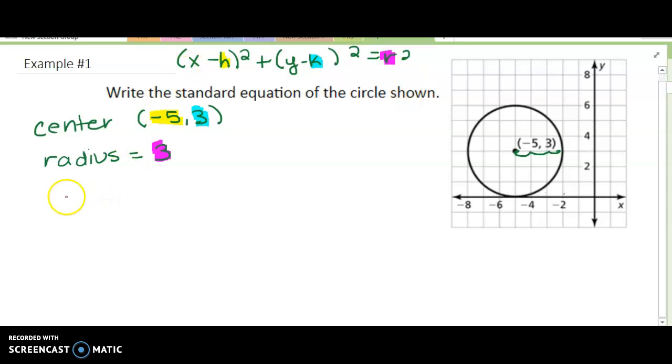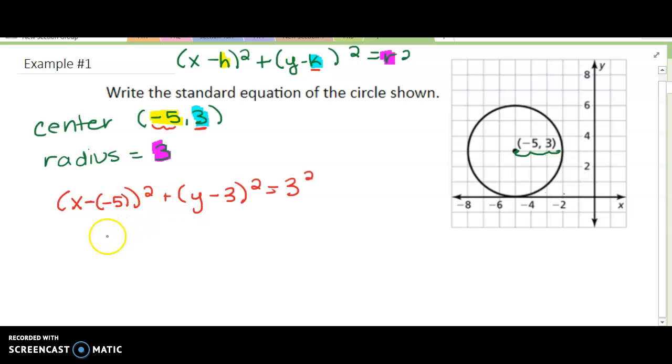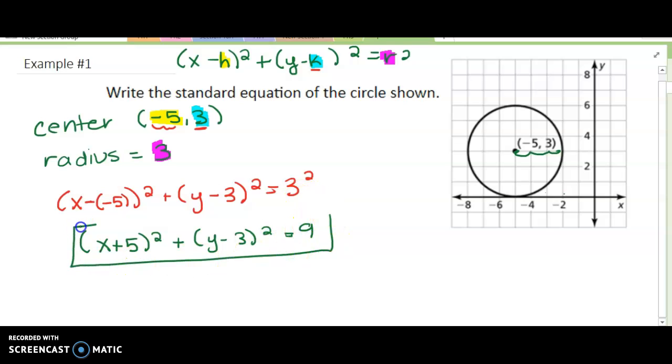Okay, so I'm going to plug things in just like that. So parentheses, x minus, now my h is -5, squared, plus y minus, my k is 3, squared, equals my r is 3, squared. Okay, now I just want to go and clean this up just a little bit. So x minus a -5 is just x + 5, plus (y - 3)^2 equals 3 squared is 9. This is my standard equation of this circle.